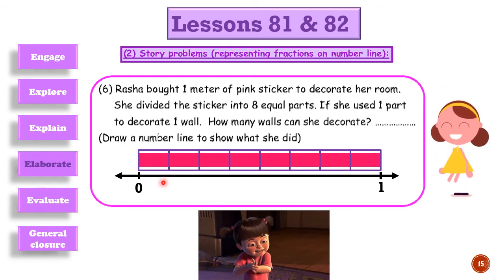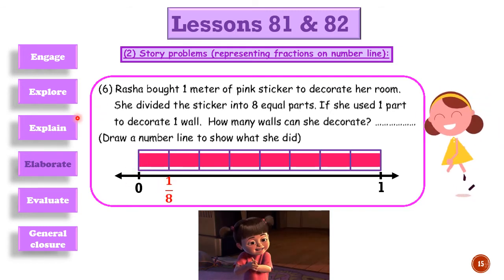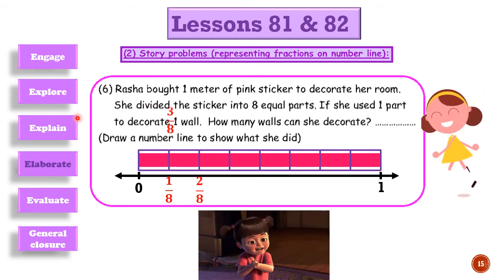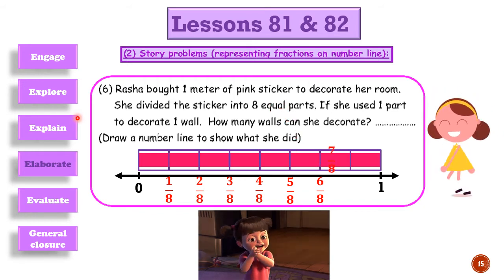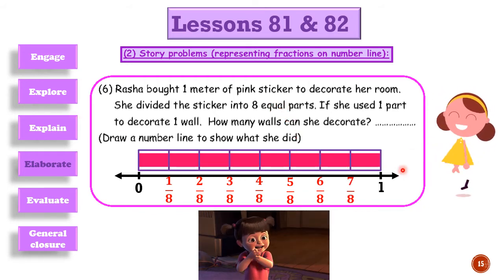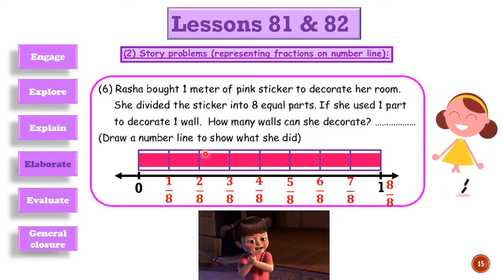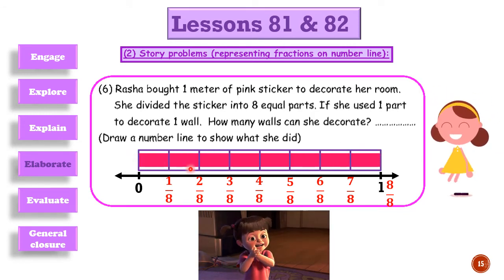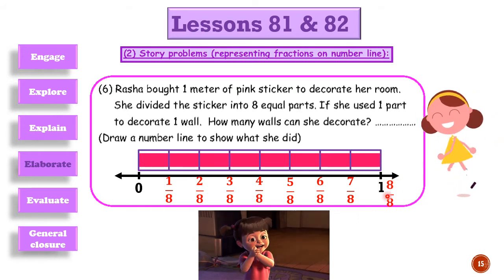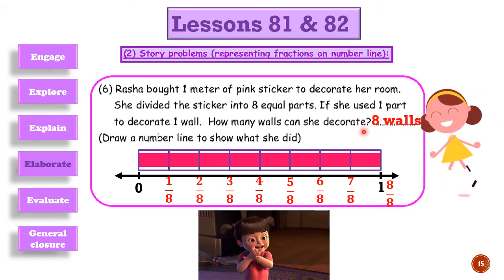Let's go to our number line and call it our fraction strip, eighths. 2 eighths, 3 eighths, 4 eighths, 5 eighths, 6 eighths, 7 eighths, and the whole sticker will be the whole one, 8 eighths. Okay, now how many walls can she decorate? If we distribute this pink sticker into 8 equal parts, the whole fraction will be how many? 8 eighths, and it will be 8 walls. She can decorate 8 walls.